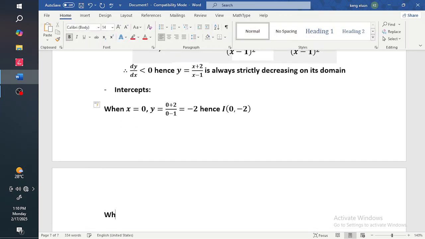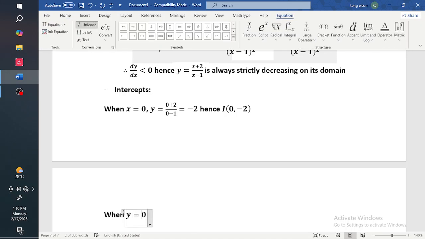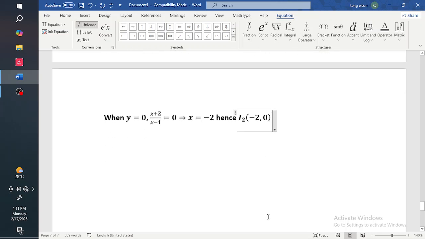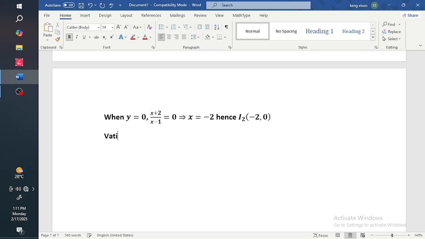Now, when y is equal to 0, we need to find the value of x. It means that (x + 2)/(x - 1) is 0. If you cross multiply, we just have that x is equal to negative 2. Hence, another intercept is when x is negative 2, y is 0. So I have two intercepts: (0, -2) and (-2, 0). Now, the last thing is the variation table.